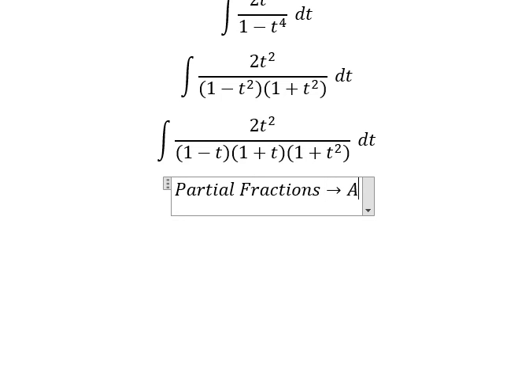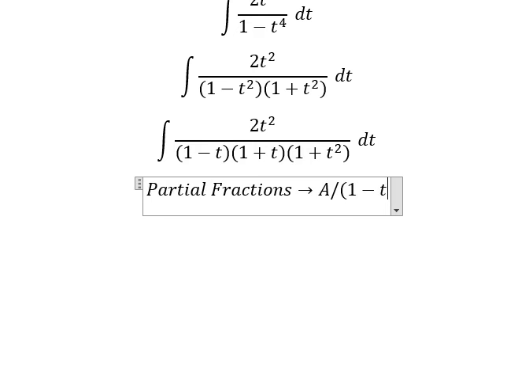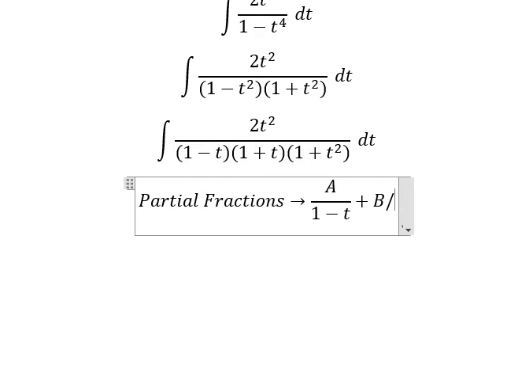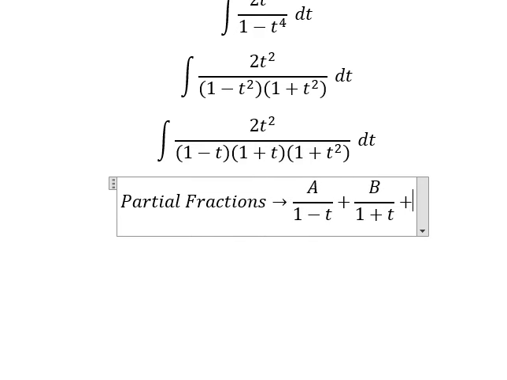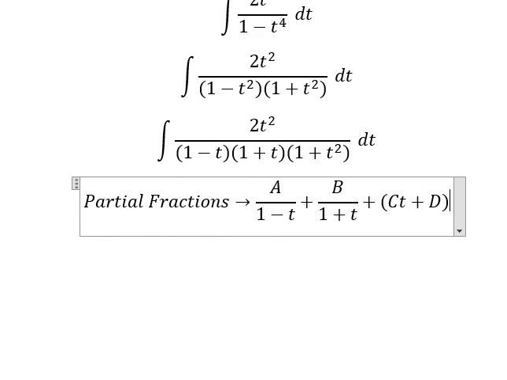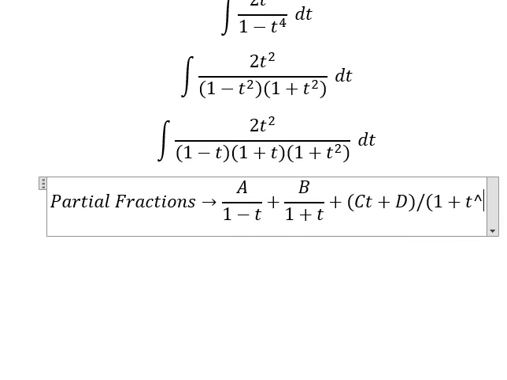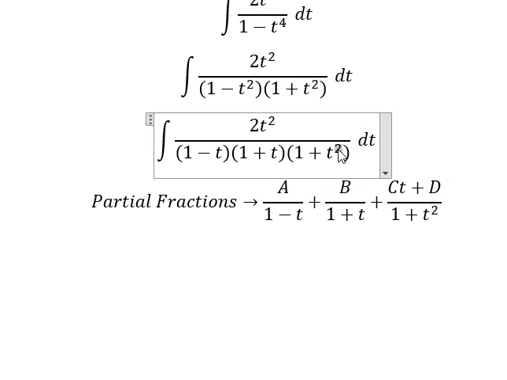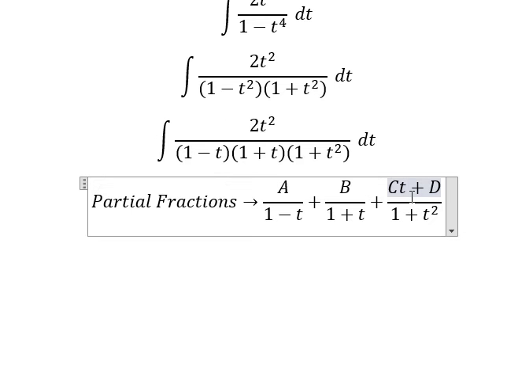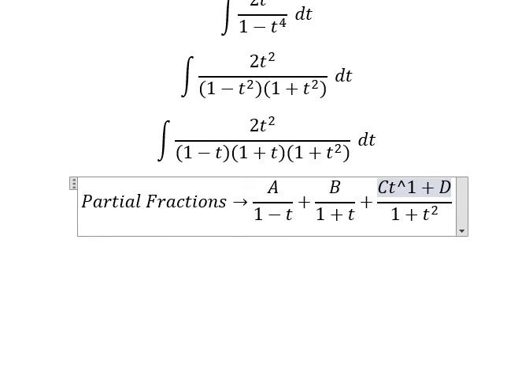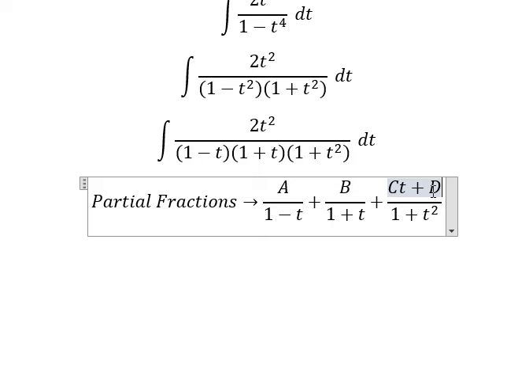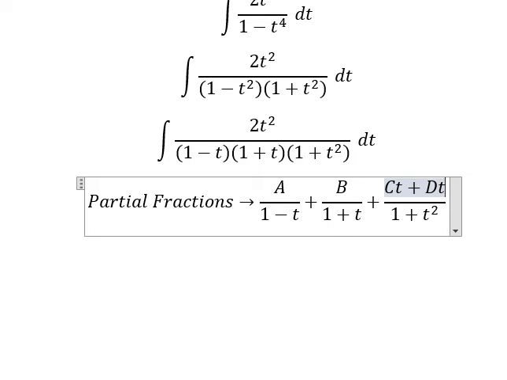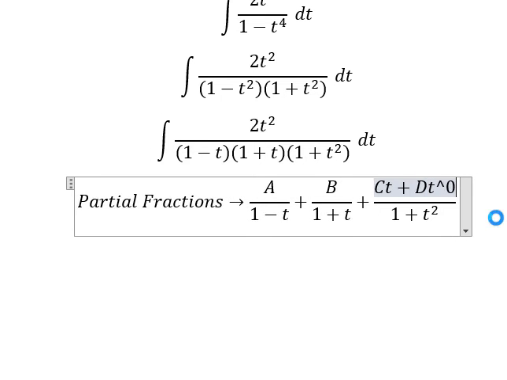So I will put A over 1 minus t, B over 1 plus t, and Ct plus D over 1 plus t squared. Because we have the power number 2, on the numerator we need to reduce by negative number 1. So we have t to the power of number 1 in here. And we need to continue until we get t to the power of number 0.